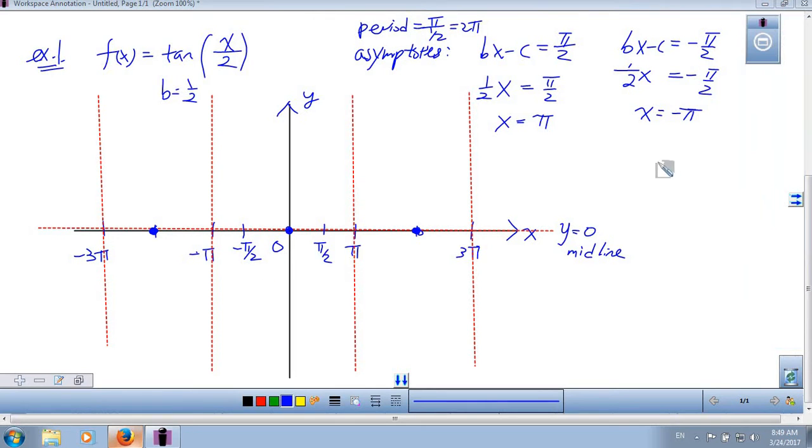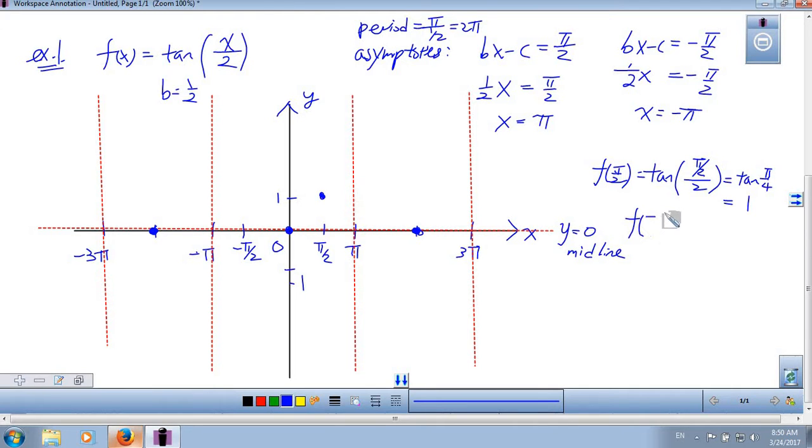Let's do it on the side here. Let's do f of pi over 2. So this is the tangent of pi over 4, and tangent of pi over 4, if you remember from memory, is 1. Otherwise you can look at your unit circle. So f of pi over 2 is 1.